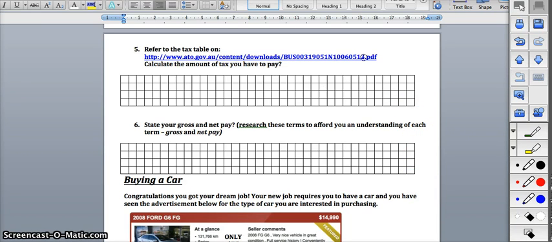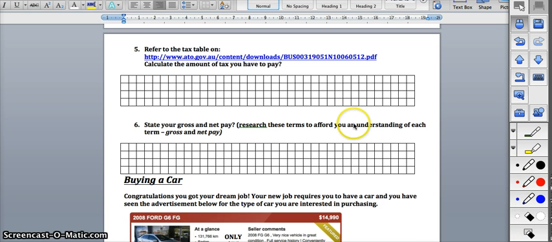So that's in the tax area. Here, it's pretty self-explanatory. You've got to find out the difference between gross and net pay, and you need to state what your gross pay is and what your net pay is. That's a sort of a Google effort again. All right.